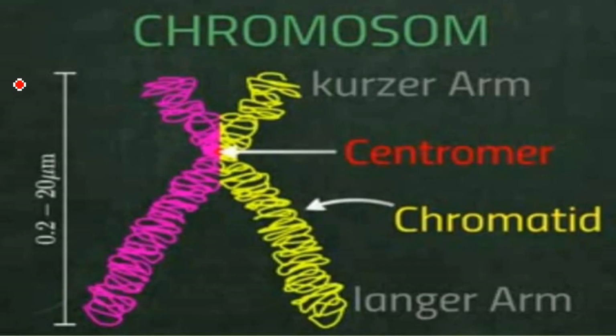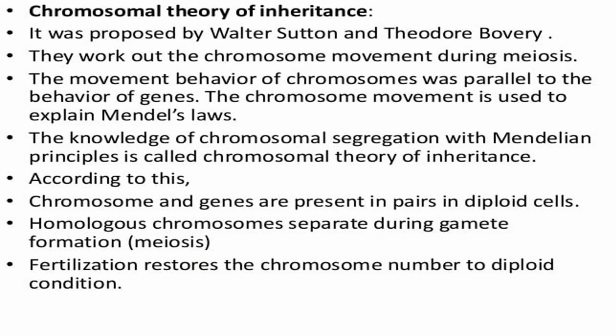Now see the picture of the chromosome. This is the arm of the chromosome, and the center is termed the centromere, because both arms are joined together at the centromere. This is the chromatid, this is the longer arm. Now we are going to discuss the chromosomal theory of inheritance.